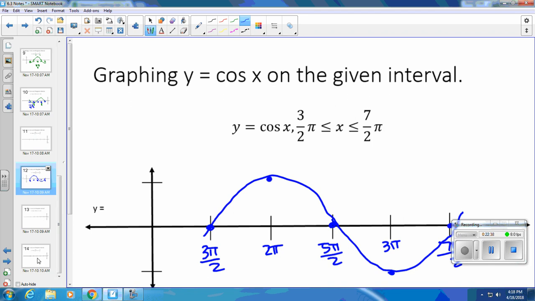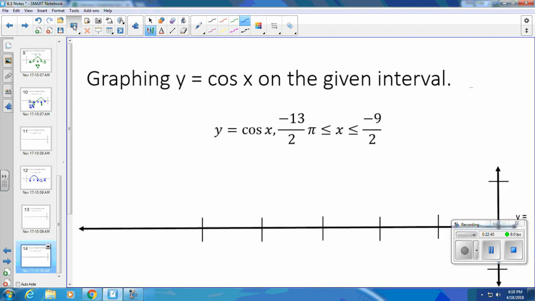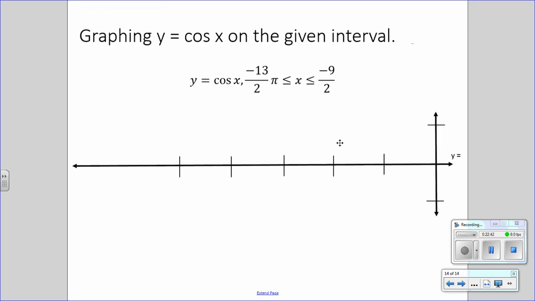Okay, the last one I'm going to have you do is this one. So again, start it, pause it. This should say pi right here. And then when you are ready, we can talk about it together, but pause the video until you are ready.